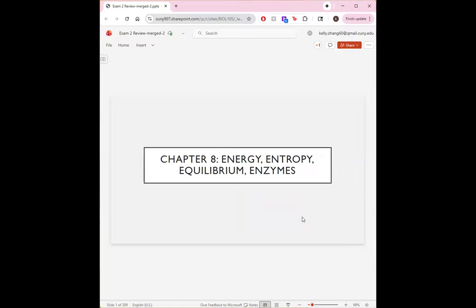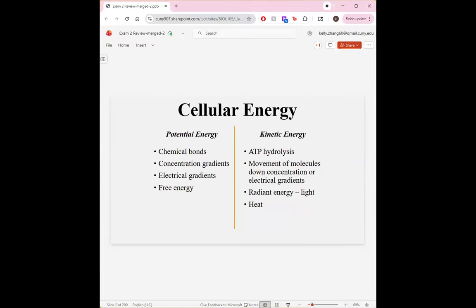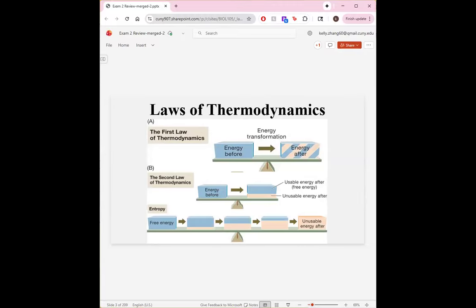Again, kinetic energy is energy that does work, that alters the state of motion of matter. It comes in the form of ATP hydrolysis, movement of molecules down concentration or electrical gradients, and it also comes in radiant or light energy and heat. The laws of thermodynamics apply to all matter and all energy transformations in the universe. The first law of thermodynamics is that in converting energy forms, energy is neither created nor destroyed.